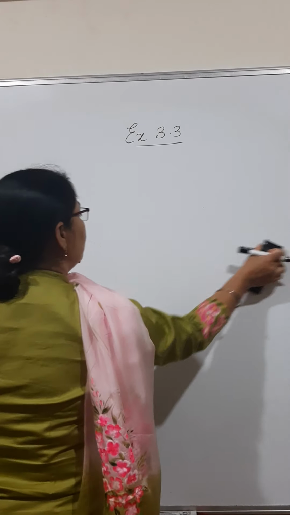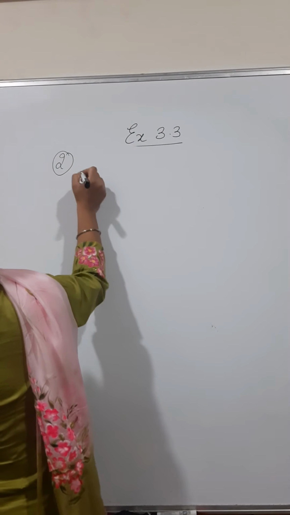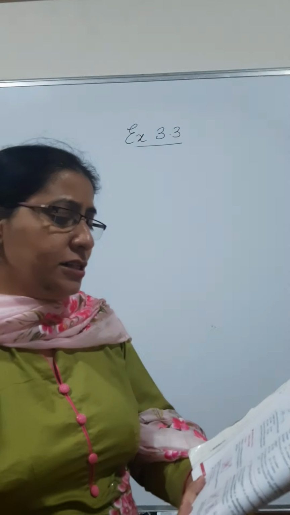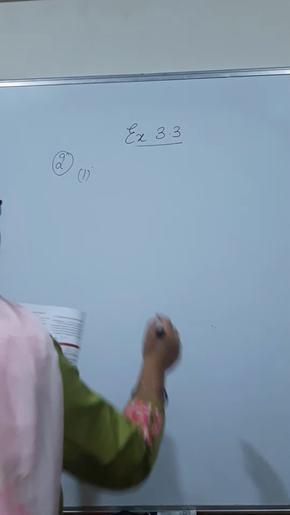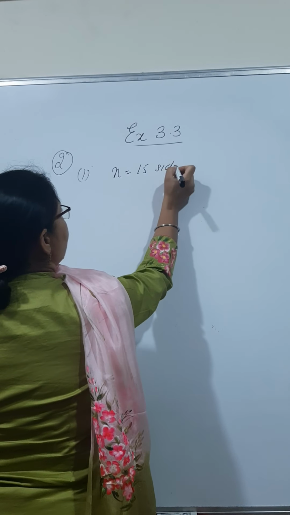Now beta, the second question, I will do one part to explain to you, and in the same way you will be doing the remaining parts. In the second question, he wants you to find the measure of each exterior angle of a regular polygon, where the number of sides n is given as 15.